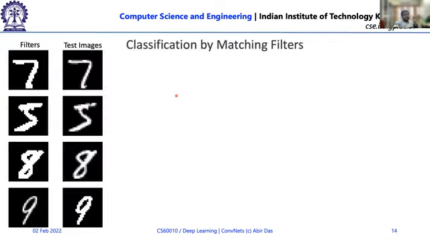So how can you use it? You take windows or filters or prototypes for different such classes. Say for the class 7, it is basically this window. For class 5, it is this window, and these are the test images, that is, you don't know which digit it contains. So what will you do? You take this filter, you slide it through it.